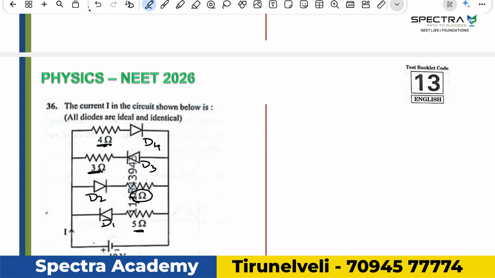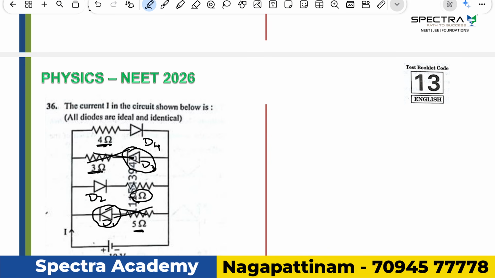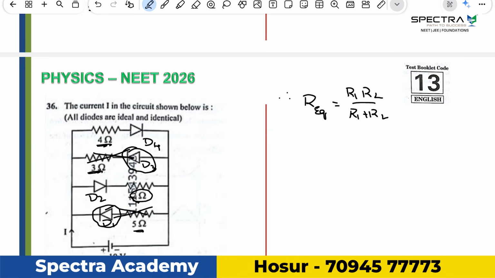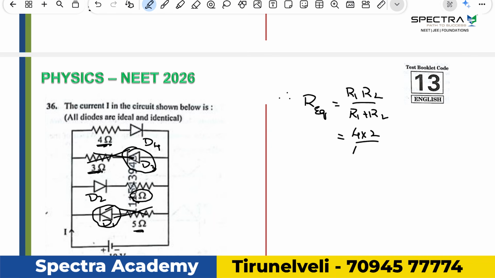Observe the diagram. We can say D3 and D1 are in reverse bias. Hence, these two diodes will not conduct the current through those branches. Therefore, whenever we calculate the R equivalent using the relation R1 R2 divided by R1 plus R2, we can say 4 ohm and this 2 ohm are in parallel combination. Therefore, you can say 4 into 2 divided by 4 plus 2, which is nothing but 8 by 6, which is equal to 4 by 3.